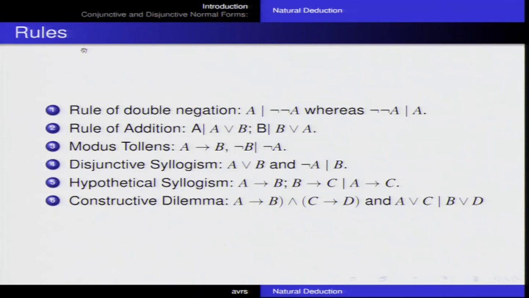Now the modus tollens rule is this: in the conditional A implies B, A is the antecedent and B is the consequent, and if you deny the consequent you have to deny the antecedent as well. Now the disjunctive syllogism: A or B, and if you deny one of these possibilities then obviously the other one follows. Hypothetical syllogism is like the transitivity property: A implies B, B implies C, then A implies C. These are simple rules.